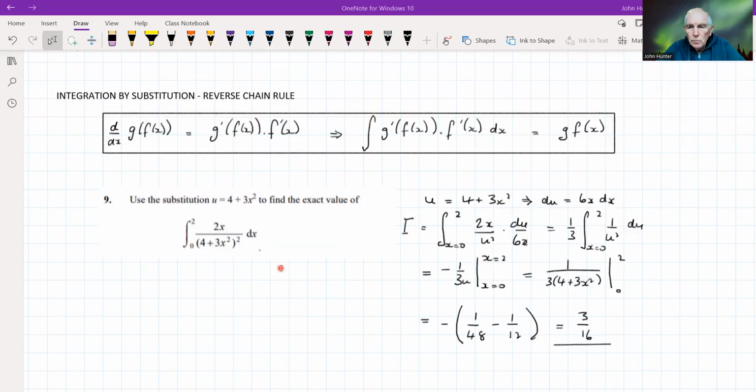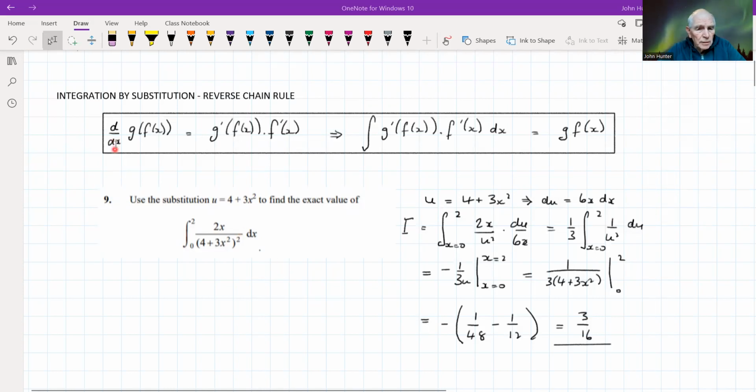Okay, I've got some worked examples here for integration by substitution for the reverse chain rule. We use substitution quite a lot in integration, but not always for the reverse chain rule. However, these examples are to do with the reverse chain rule, and let's just remind ourselves what we mean.